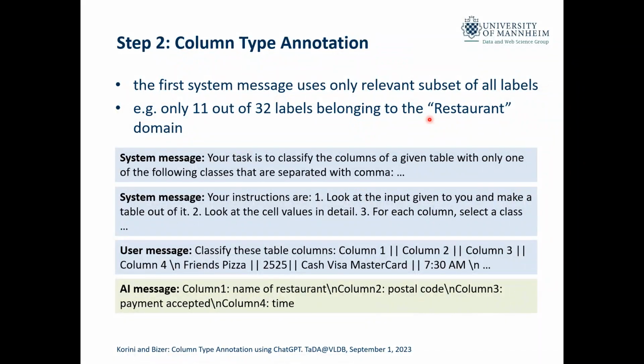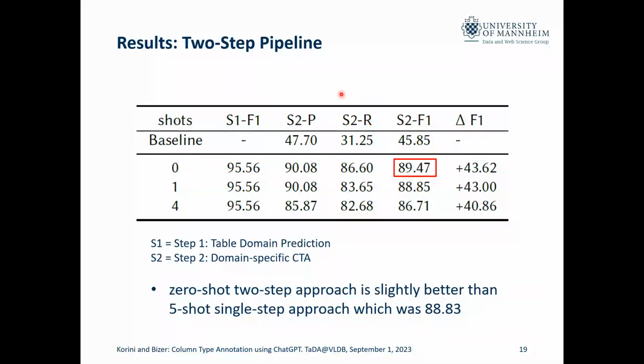The advantages of this is that the token space can be saved for datasets that have large vocabularies, and it also helps in simplifying the annotation task as the model chooses from a smaller set of labels. We tested this 2-step pipeline in a 0, 1, and 4-shot setting. A 0-shot 2-step approach is slightly better than the 5-shot single-step approach, which was at 88.83.